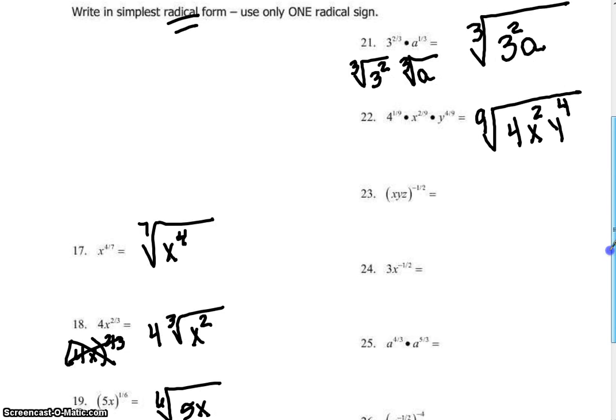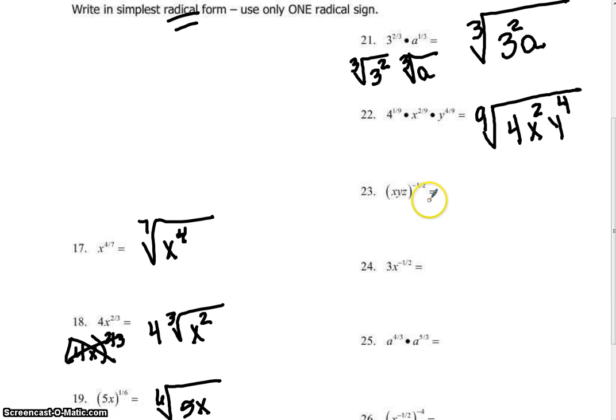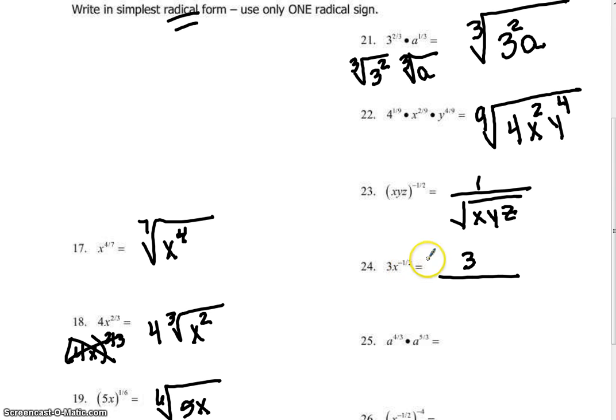So now let's go back up and deal with these negatives. xyz to the negative 1/2. Well, a negative simply sends it to the bottom. And 1/2 is going to be the square root of xyz. Your 3 is in front. It's not in parentheses, so it's not part of the root. So you're going to have a 3 on top. The reason I know that it's going to be on the bottom for the other is that negative. And x to the negative 1/2 means the square root of x on the bottom. Negative sent it to the bottom. 1/2 made it square root of x.